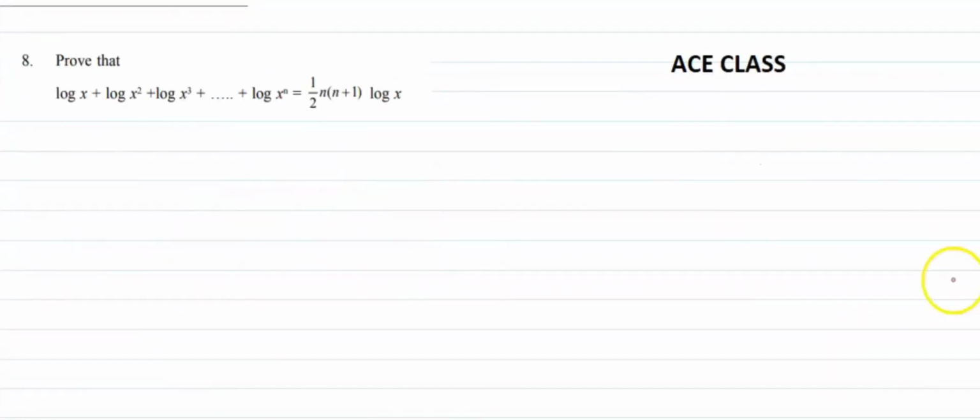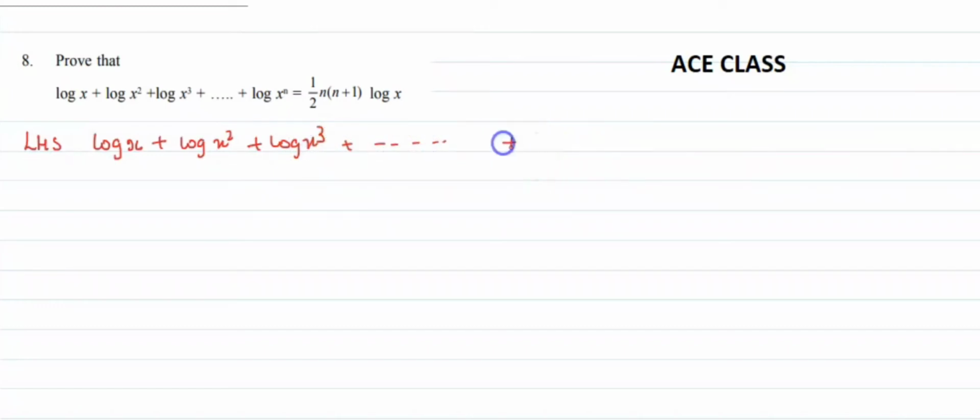Next question. Prove that log x plus log x square plus log of x cube plus so on up to log of x to the power of n will be equal to 1 by 2 into n into n plus 1 into log x. So consider the LHS here. That is log x plus log of x square plus log of x cube plus so on, then log of x to the power of n.